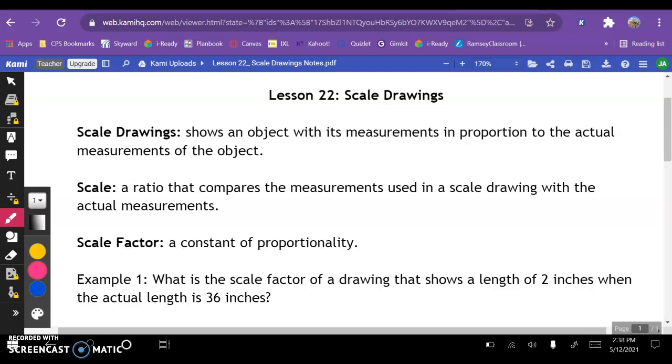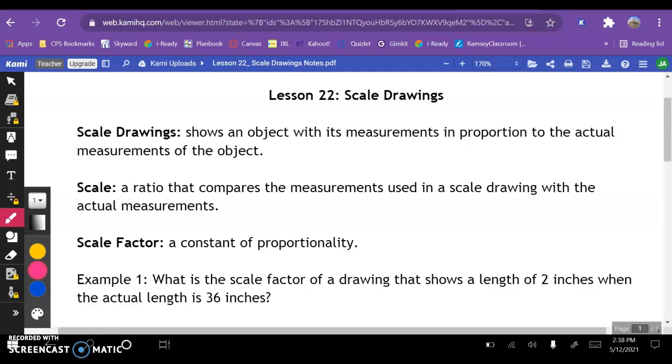So lesson 22 is on scale drawings, and we're going to start off here with 3 vocab words. Scale drawing is a drawing that shows an object with its measurements in proportion to the actual measurements of the object.